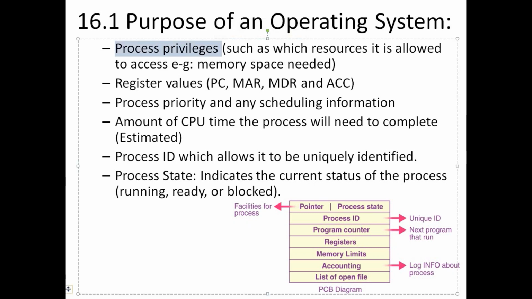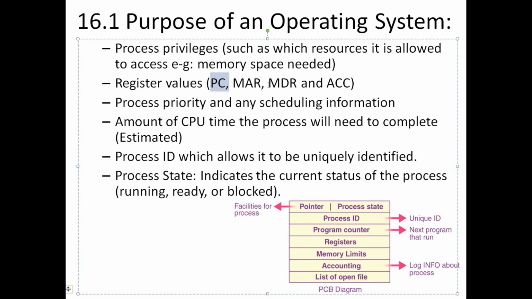It has process privileges, like what resources the process is allowed to access. It has register values, like the values of PC, MAR, MDR and ACC for that particular process. It contains process priority, like whether the process has high, medium or low priority, and any scheduling information. And the amount of time needed, in terms of clock cycles, for the execution of the complete process.